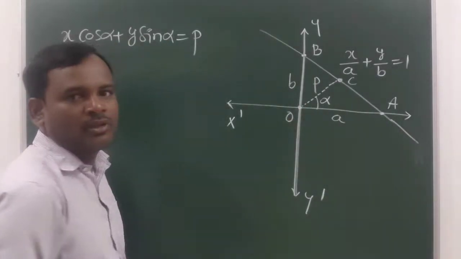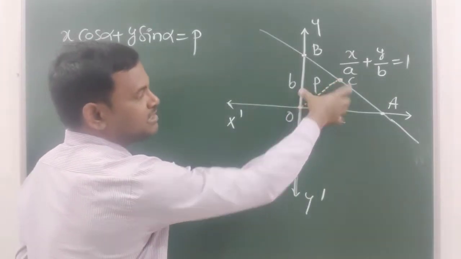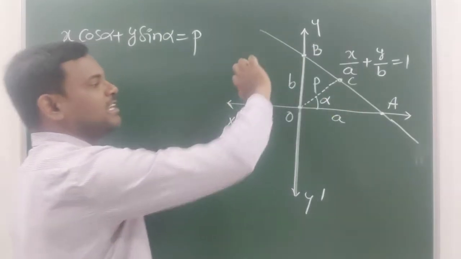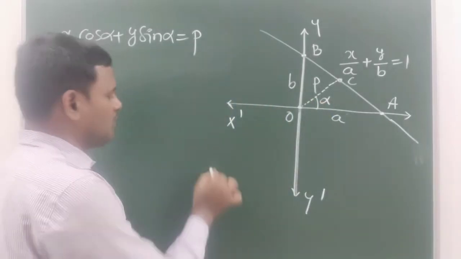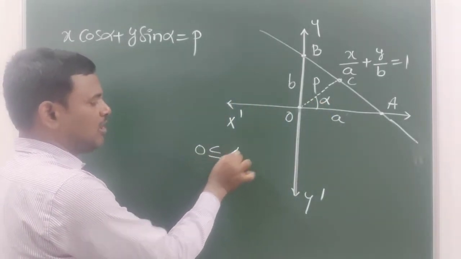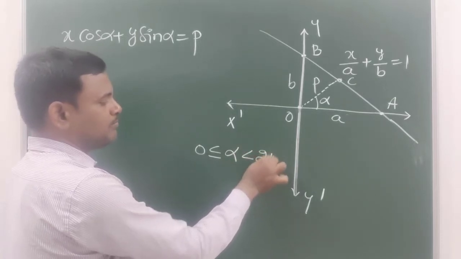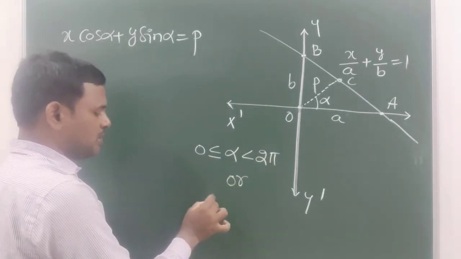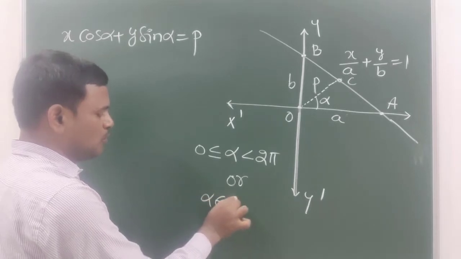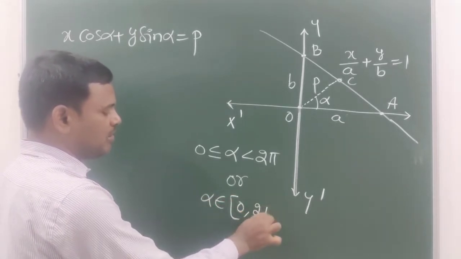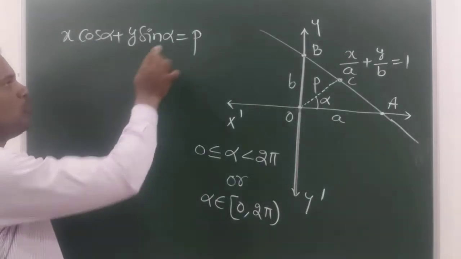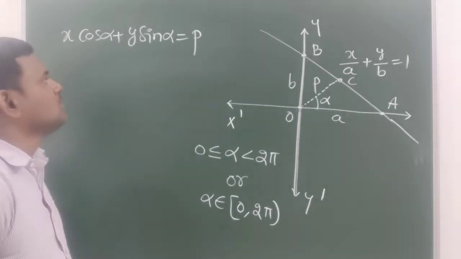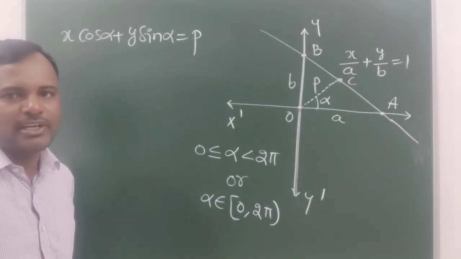Here alpha represents the angle made by this perpendicular distance with the x-axis in an anti-clockwise direction. So here the interval for alpha is 0 less than or equal to alpha less than 2 pi, or you can represent it like this: alpha belongs to the closed-open interval [0, 2 pi). Now I am going to give you the proof of this normal form of the straight line.